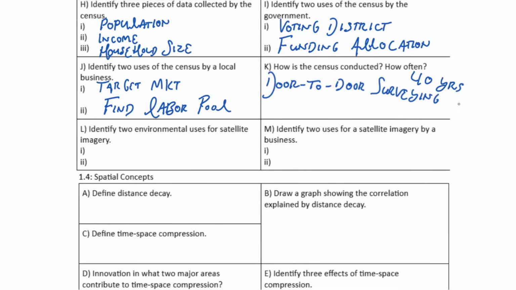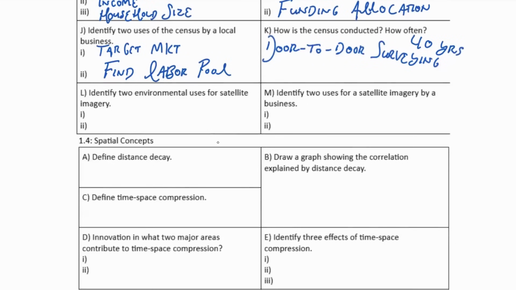All right, L, identify two environmental uses for satellite imagery. So the keyword here is environmental. And so we could look at natural disaster effects. We can also look at just what a hurricane looks like, as we saw in that picture. But looking at the effects as well is a pretty common way of using satellite imagery.